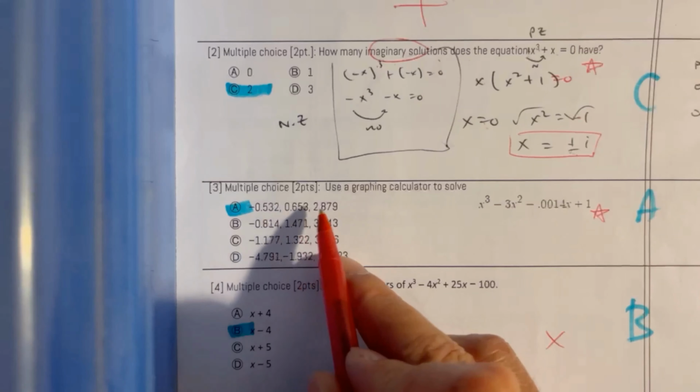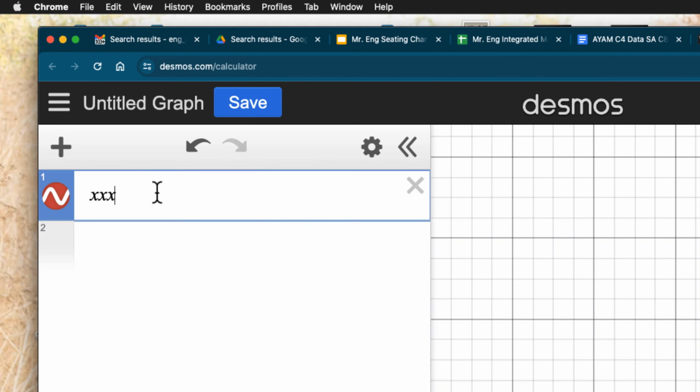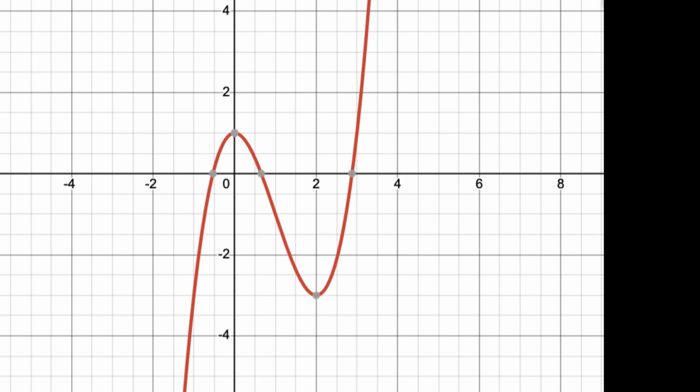Question number 3, let's go over the graphing calculator problem. All right, for question number 3, let's go ahead and put that into Desmos. X cubed minus 3x squared minus 0.0014x plus 1. And we are asked to figure out how to solve this. Well, the solving just means where it crosses the x-axis. So negative 5.32, 0.652 or 6.53, and 2.88. That is choice A. Question number 3 is A.